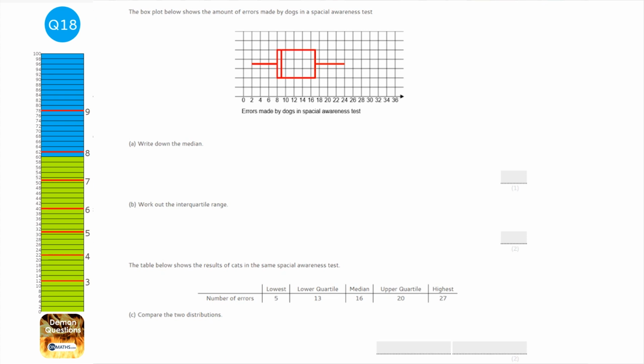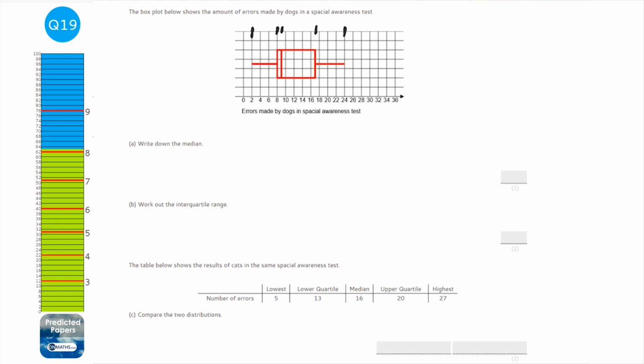When working with box plots, we first of all need to understand what the 5 points of a box plot are. We always have the lowest value on the left, then the lower quartile, then the median, then the upper quartile, and then the highest value on the right. And those 5 points will always be plotted on a box plot. You might be asked to plot them yourself, or they might be given to us.